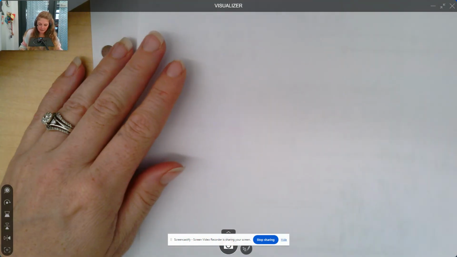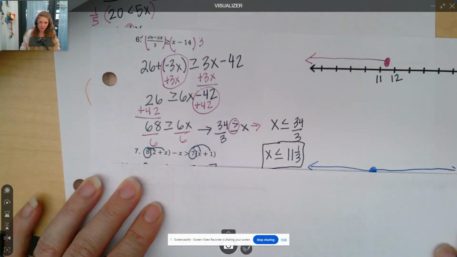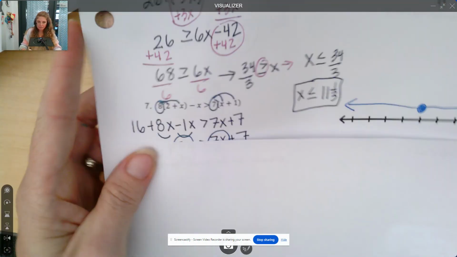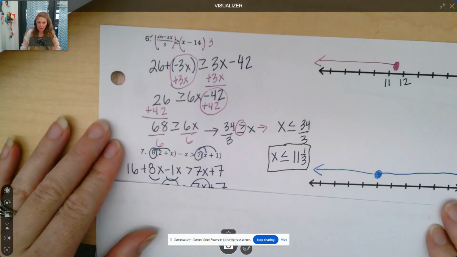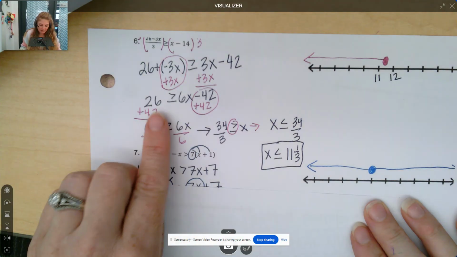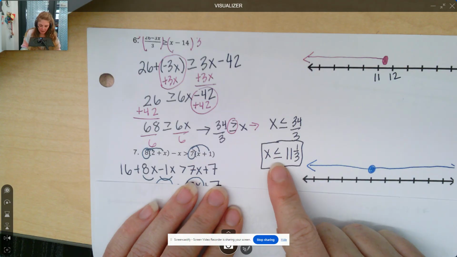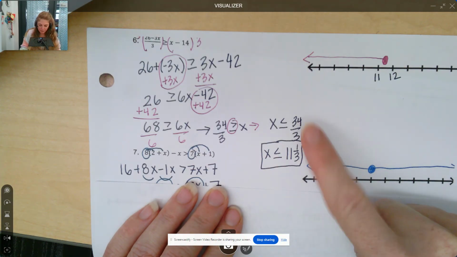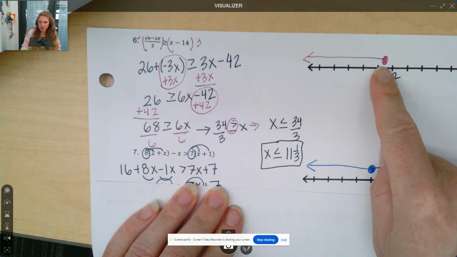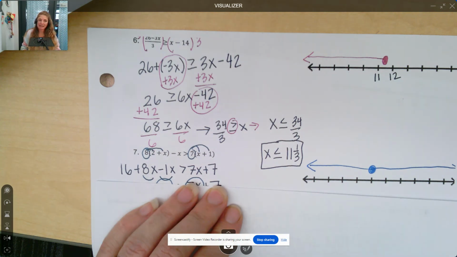Number 6 ends up being a rational number. We have a fraction here. So I cleared my fraction by multiplying by 3 on both sides to get you started. We end up with x is less than or equal to 34 thirds or 11 and 1/3. So between 11 and 12, we have a closed circle, a little close to 11 and shading to the left. That's everything that's less than.